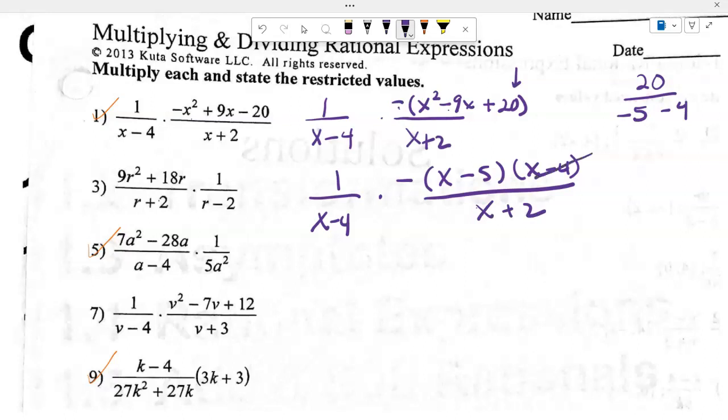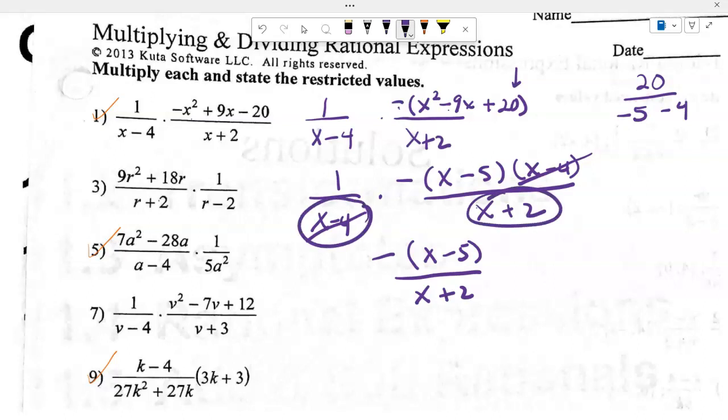And you notice that x minus 4 divided by x minus 4 is 1. So you have negative parentheses x minus 5 divided by x plus 2. And when we go back to restrictions, we have to look at this denominator and this denominator. So we know that x can't equal 4 or x can't equal negative 2.